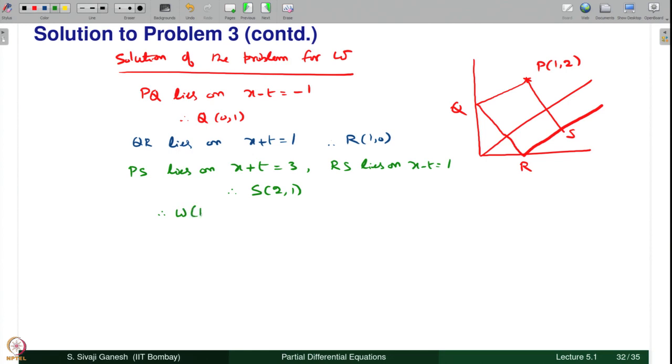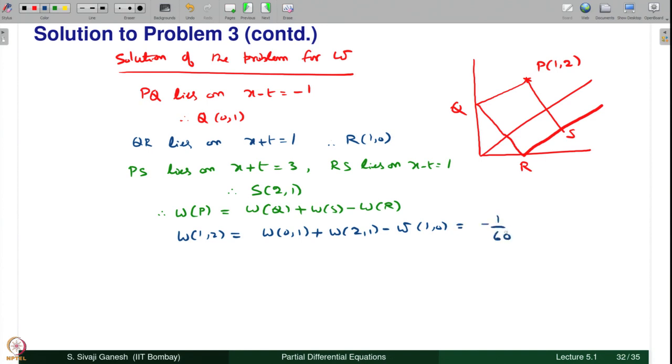Therefore, w of P is equal to w of Q plus w of S minus w of R by the parallelogram identity, and we get w of (1, 2) is equal to w of (0, 1) plus w of (2, 1) minus w of (1, 0), and that is nothing but minus 1 by 60, that is the first term. Other things are sin 3 minus sin 1 by 2.